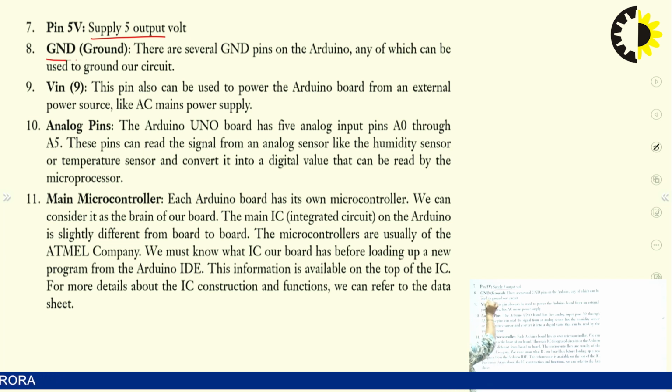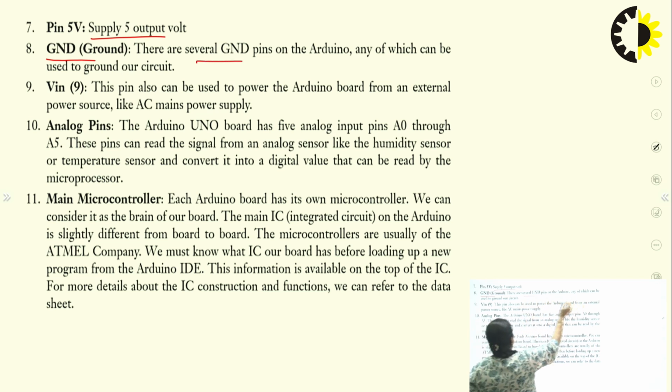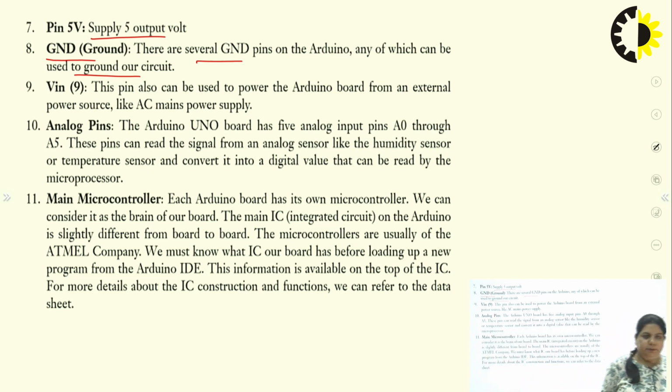Next one is ground, GND. There are several ground pins on the Arduino which can be used to ground our circuit, so that there can be no harm to the elements or devices that are using that pin. The proper voltage flows into the ground, so that there are no issues like shock or electric current flow. Next one is Vin.